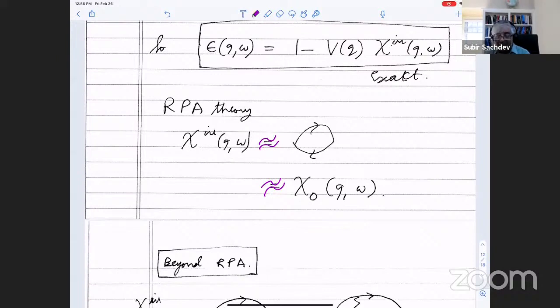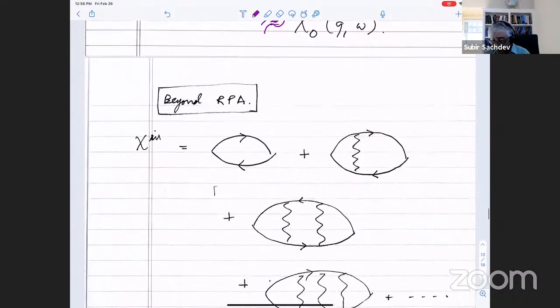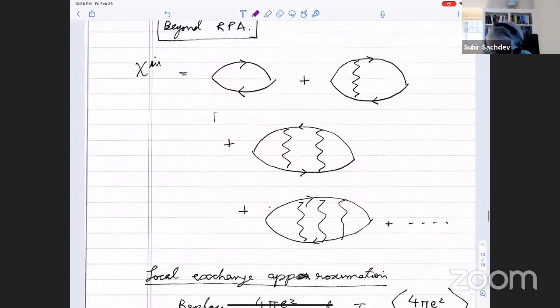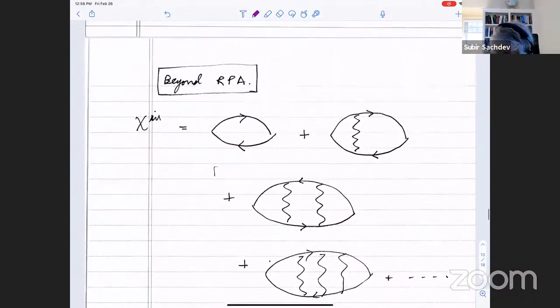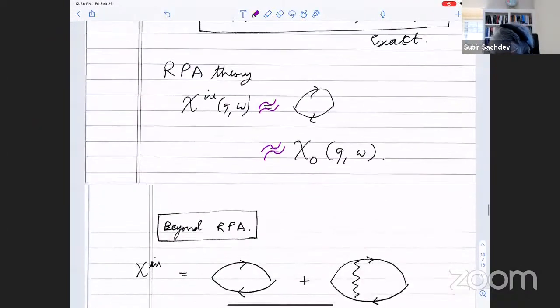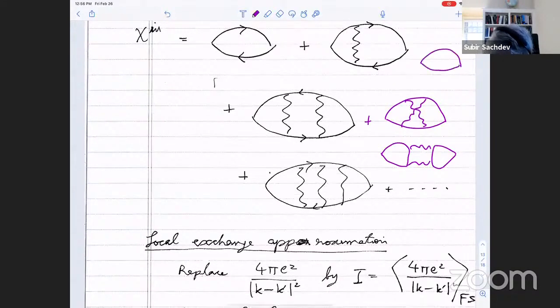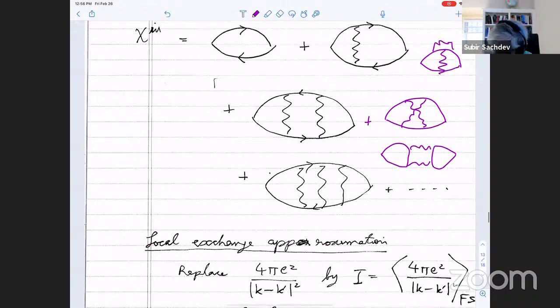So beyond RPA, if I want to correct RPA, but previously I had no clue how to do it, I have to now include these other terms. And in fact, some of these terms we can reduce. There's many others that I haven't written down. There are all kinds of more complicated ones like this, or the one that I drew over here, like this one. These are all part of chi irreducible, and then there's things like this, and so on and so forth.